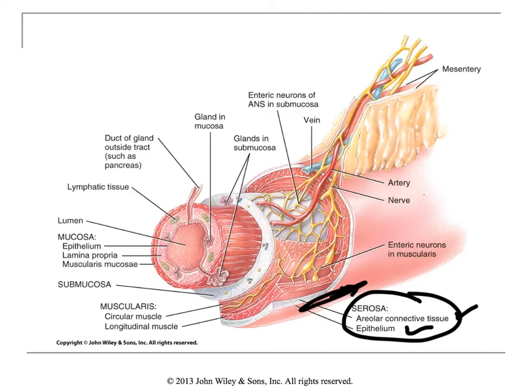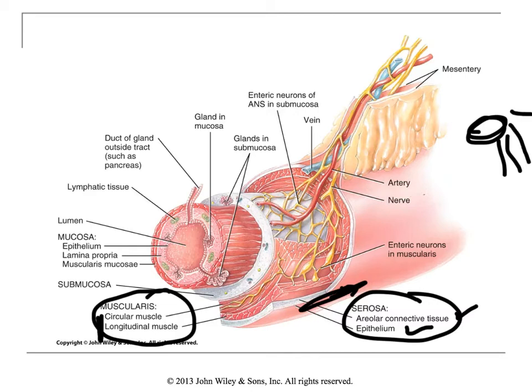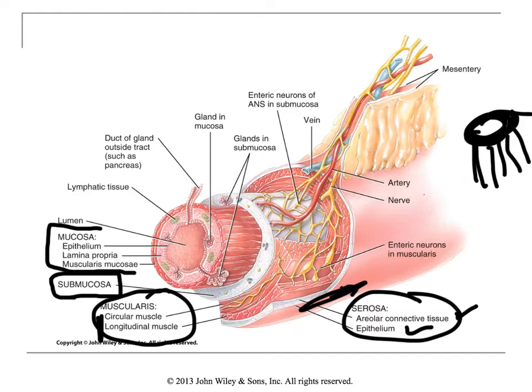Then here's the muscularis. Muscularis in general has two muscle layers. One is circular, so one is going around, and then there's a longitudinal one that's going long ways. So the circular muscle is going to squeeze your food. The longitudinal muscle is going to push it down. So we're going to churn and constrict. Here's the mucosa. Submucosa is underneath of that. And then we have the mucosa, which is the innermost layer.